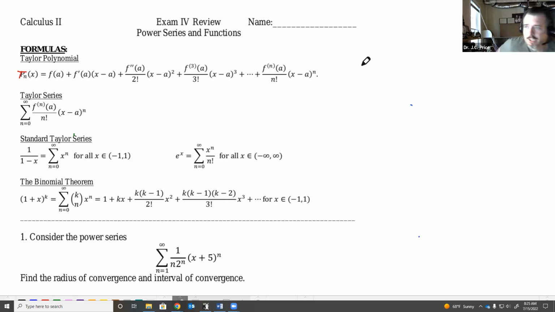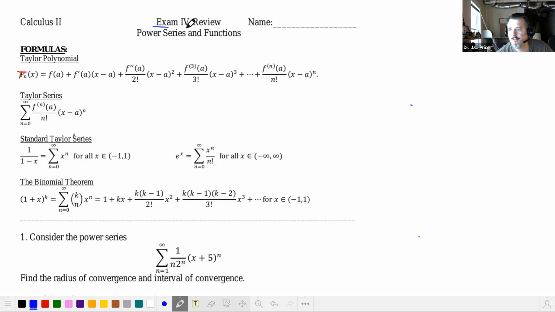All right, guys. So we're going to go through the review for exam 4 here on power series and functions. There may be a slight correction to make in notation. I can't remember, but this version had P, so that should be T. A long time ago, the textbook we were using used P for polynomial, but most people use T for Taylor polynomial, of course. And then this one, sometimes I call T of X. So we'll probably use that throughout this review.